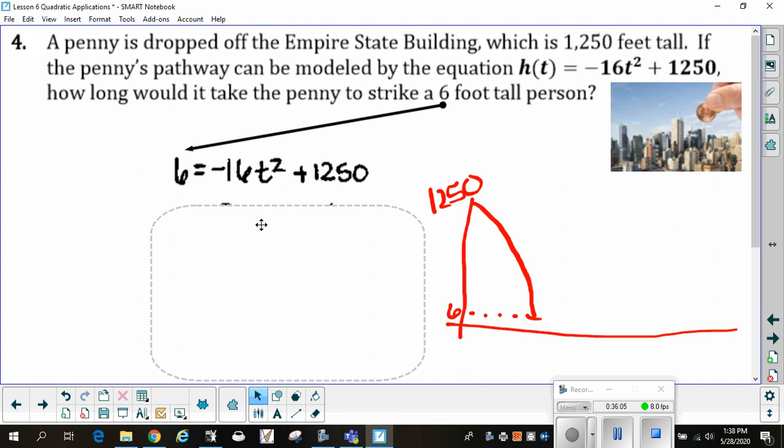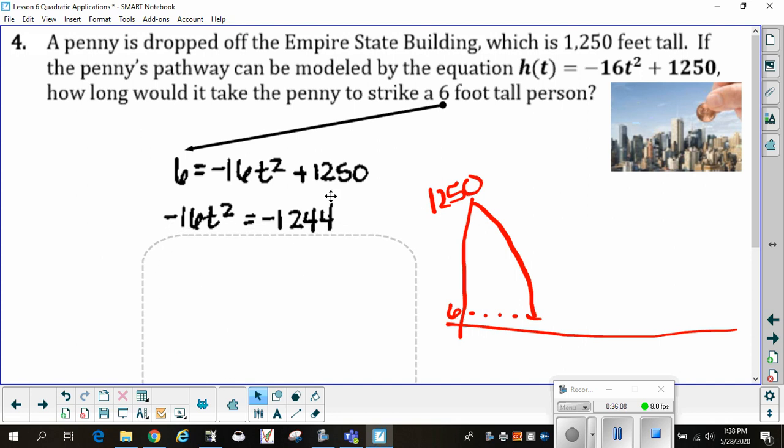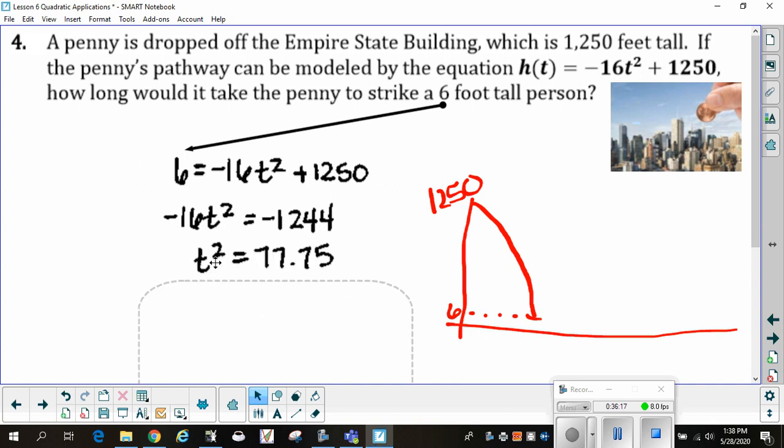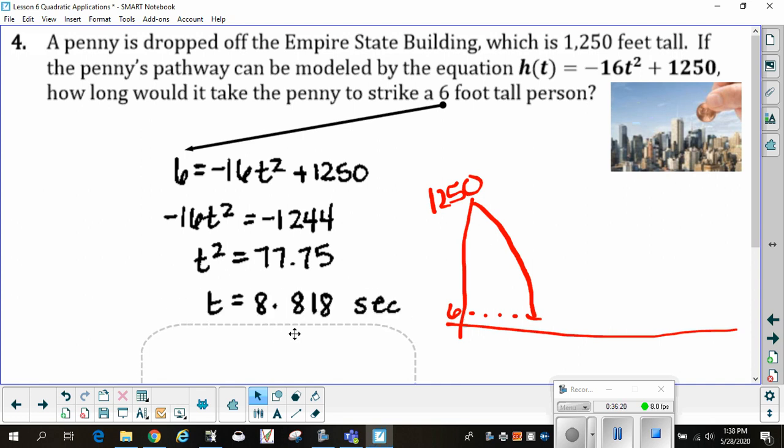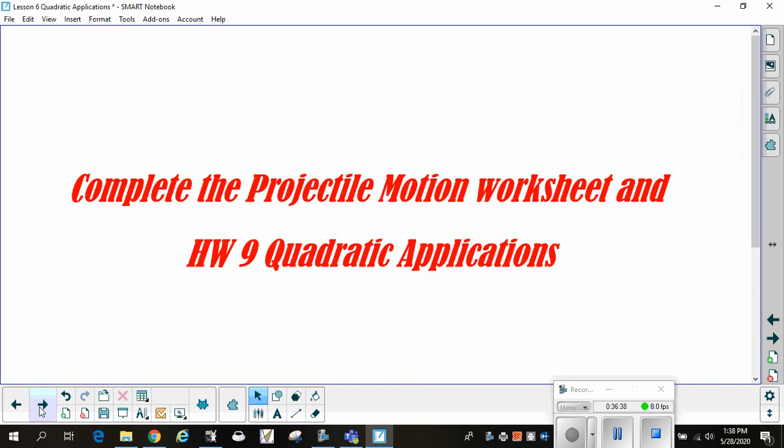Now I'm going to subtract 6 from both sides. Or, well, I could subtract 6 from both sides and then add or subtract. Either way, get this by itself. Divide both sides by negative 16. T squared is 77.75. Take the square root. In this case, well, yes, I keep telling you when you take the square root, you take the positive and the negative. Just do the positive here. Negative doesn't make sense. It will take just under 9 seconds, or 8.18 seconds, to hit the head of the 6-foot tall person. All right.